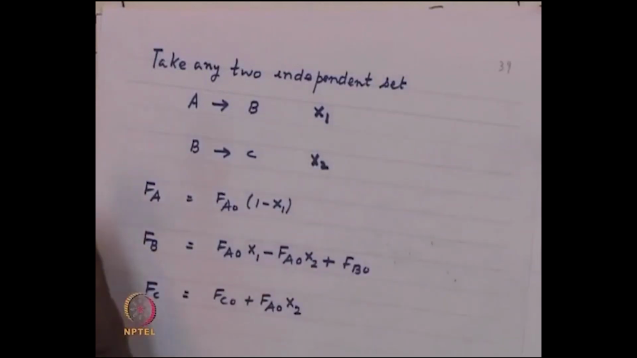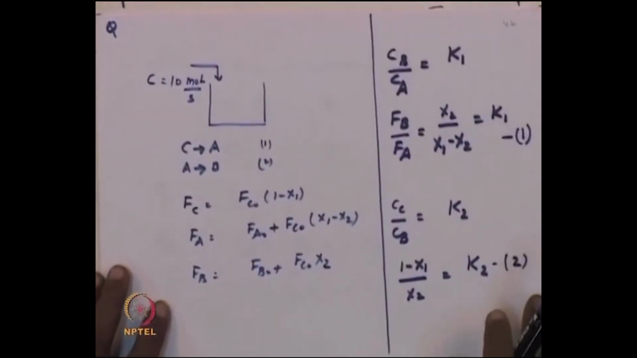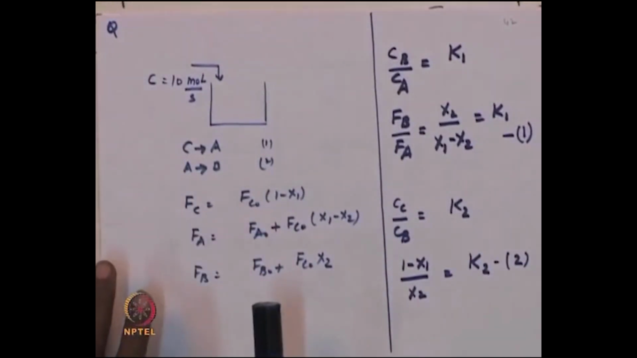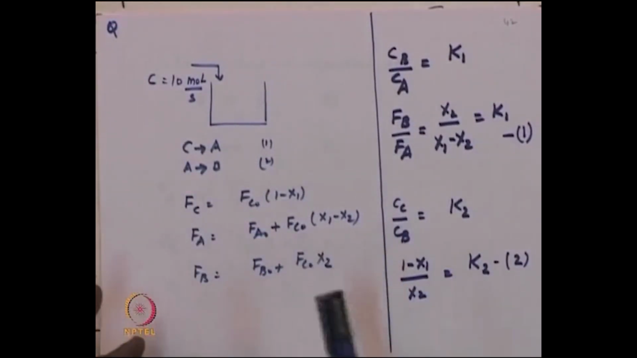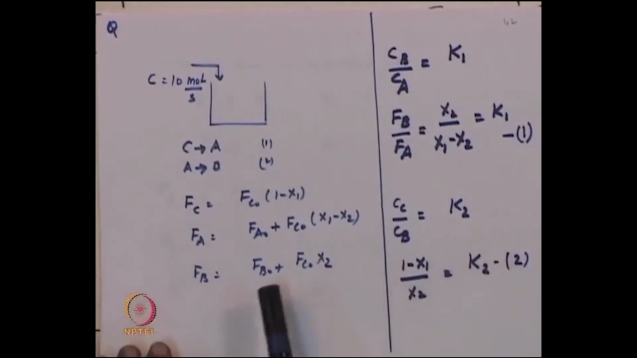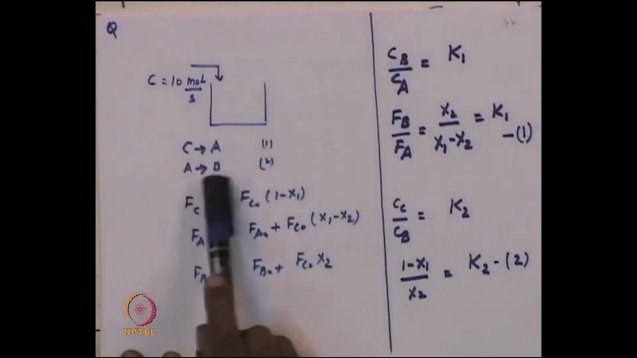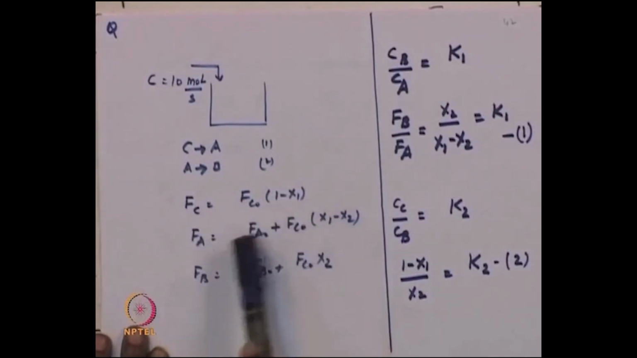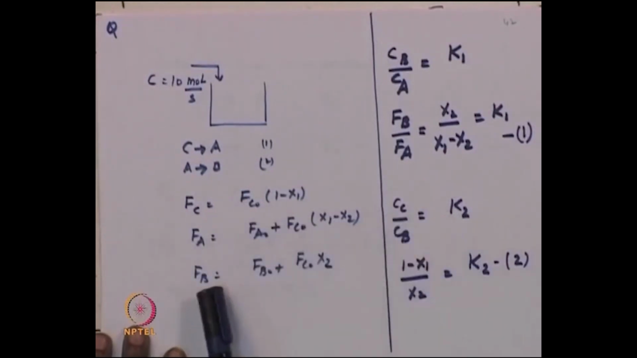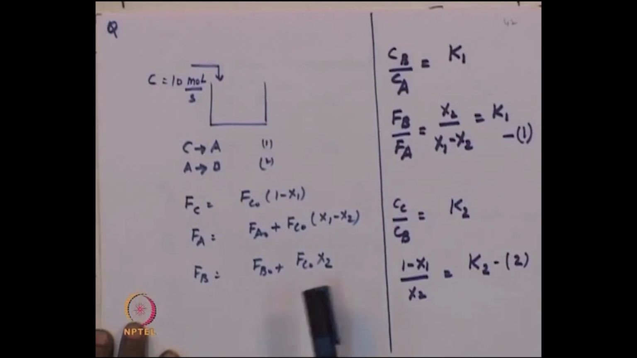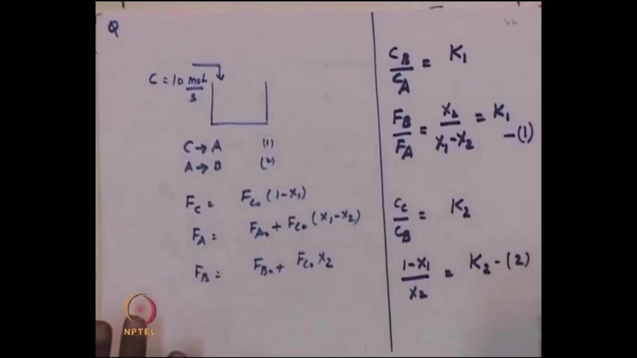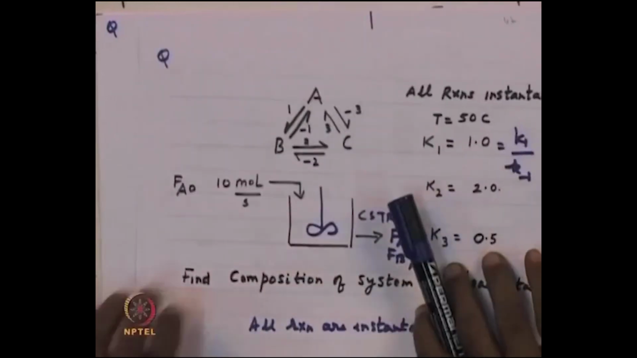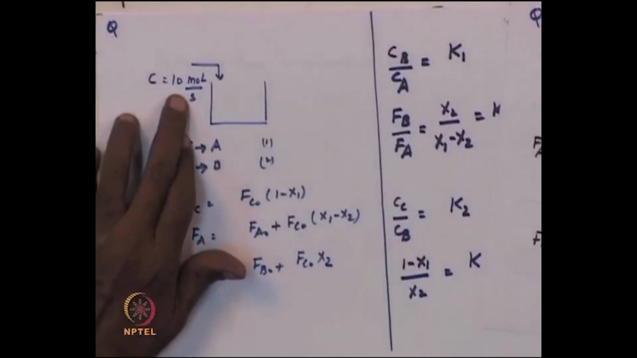Now, suppose I say no, the material coming in is actually F C is 10 moles per liter, and F A and F B are 0. What changes? How do you formulate the same problem? What I have done is, let us say C goes to A goes to B. So, F C is F C 0 times 1 minus x 1, F A is F C 0 times x 1 minus x 2, F B is F C 0 times x 2. Is the logic clear? Yes. Instead of the previous case where I said A is 10 moles per second, now I am saying same system, F C is 10 moles per second.